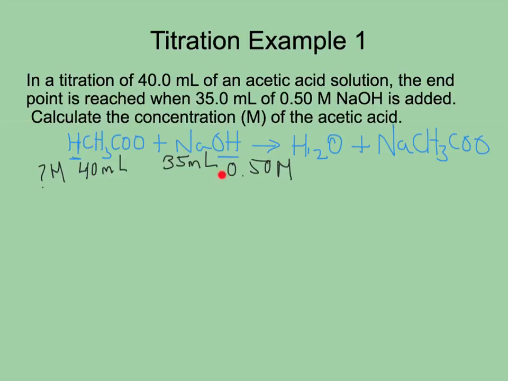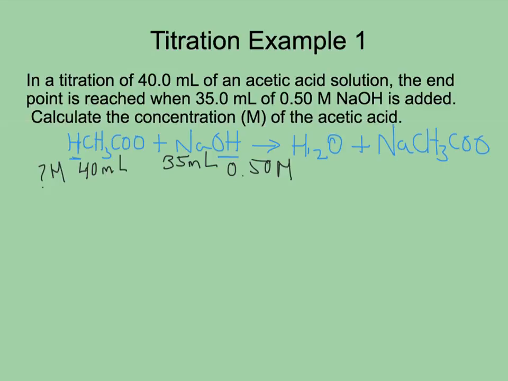So the only substance we have enough information about is NaOH. We have the volume, we have the molarity, so we can calculate the moles. Second step is to calculate the moles of the substance you're interested in. So we're asked about the molarity of the acetic acid, so we want to calculate the moles of acetic acid. And then finally, you answer the question, in this case, to find the molarity of the acetic acid. So let's go step by step.